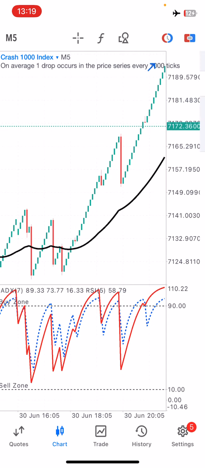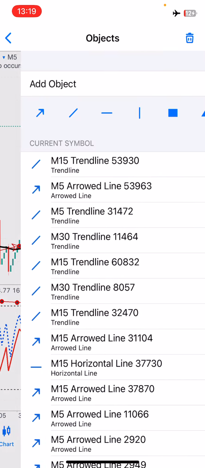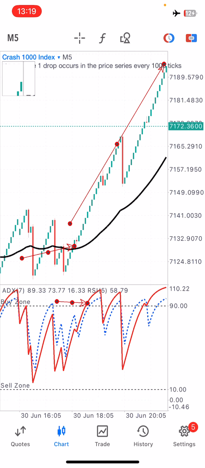Here we find that our red and blue line have crossed to be above 90 with a break of market structure again, and the only thing that we'll be left with is going all the way up.